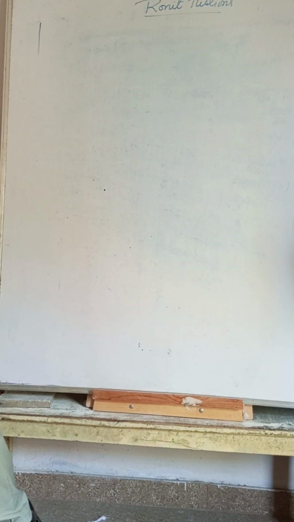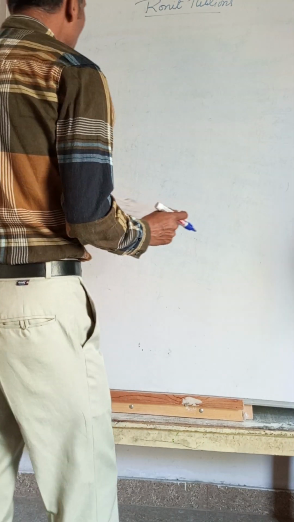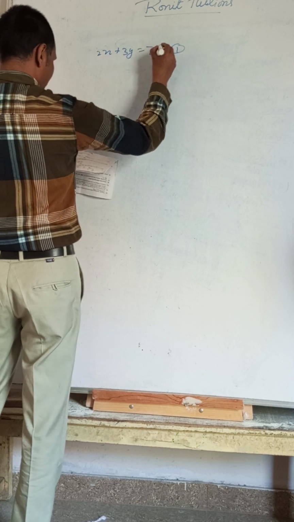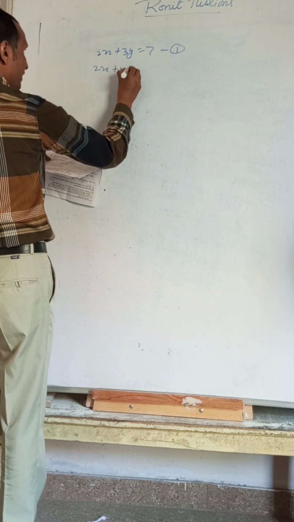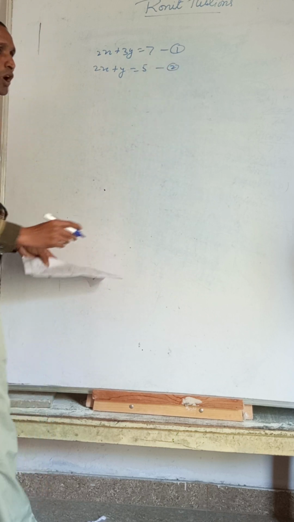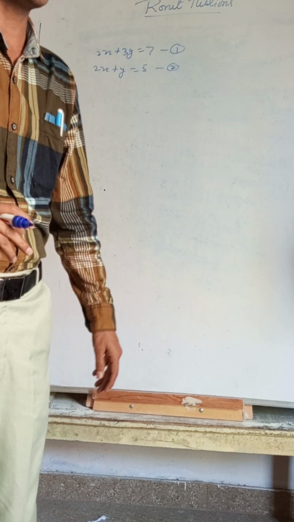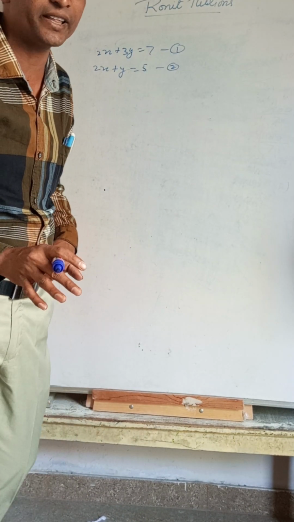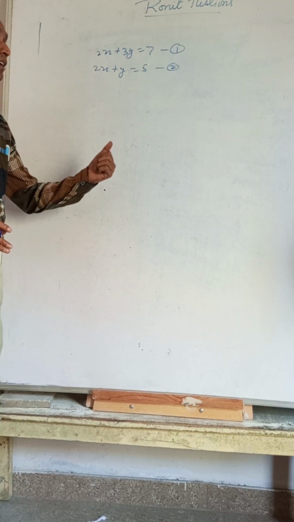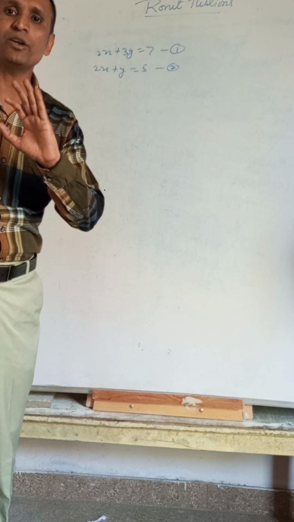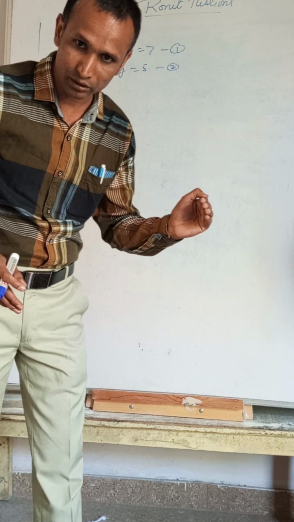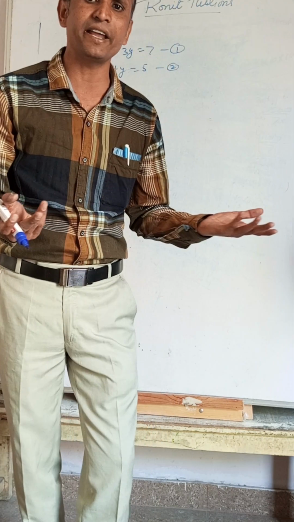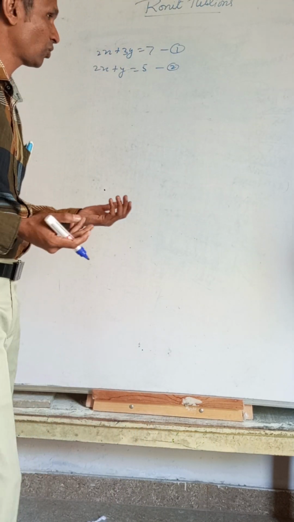Next question is given here. Solve by elimination method. Two equations are given: 2x plus 3y is equal to 7, equation number 1, and 2x plus y is equal to 5, equation number 2. Solve by the elimination method. Before that, in the elimination video all the exercise is solved. Let's learn another time. Elimination method means we choose any one variable and make its coefficients equal by multiplying or dividing.